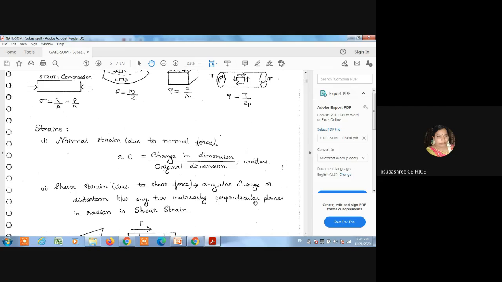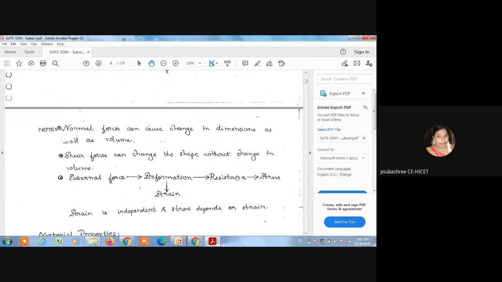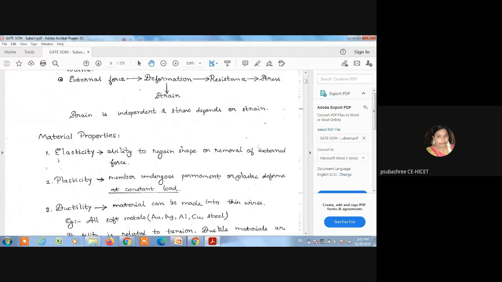Then what are the strains? Very easy: longitudinal strain, lateral strain, circumferential strain, then volumetric strain. The first one is the normal strain, also called longitudinal strain. Longitudinal means the change in length. Strain means change in dimension divided by original dimension. Then shear strain, then volumetric strain, circumferential strain, longitudinal strain and lateral strain.